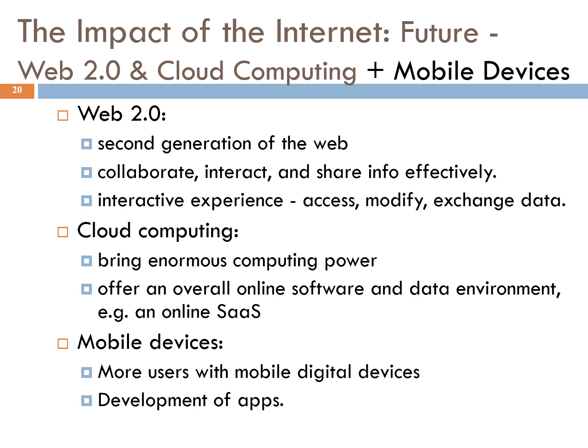The third impact of the internet is mobile devices. More users are using mobile digital devices, and with more mobile devices, there comes more development of apps. So light-featured software is developed for mobile devices.